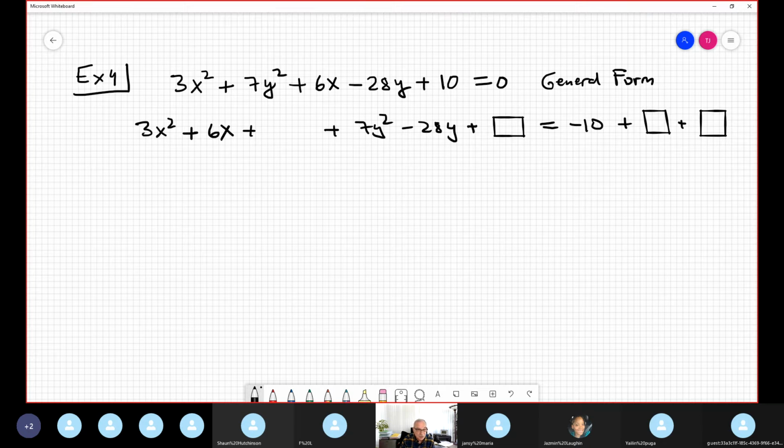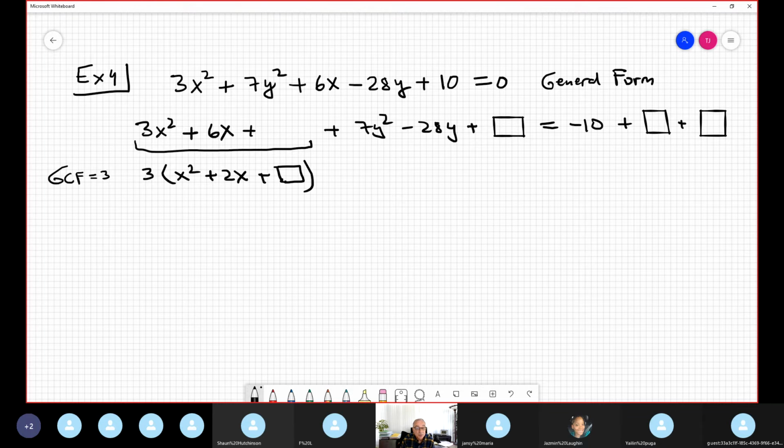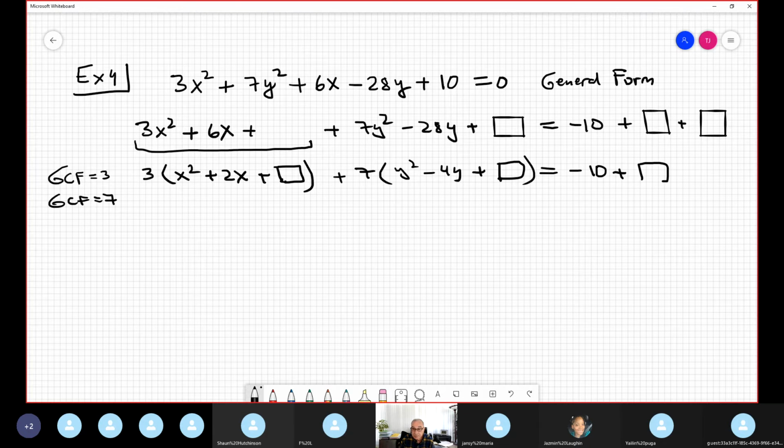you need to factorize. So you find the greatest common factor. The greatest common factor is obviously 3. And you factor out 3: x squared plus 2x plus now the box. Okay. Likewise, in the y part, the greatest common factor is 7. Then you factor out 7, and we have y squared minus 4y plus another box. Okay, by the way, it's not exactly this box and this box, because you factor out 7. And now you have minus 10 plus 2 boxes. This is the detail.